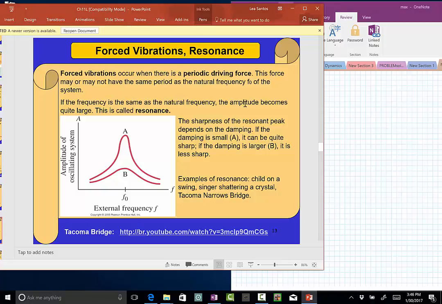So think about when you go to the playground with a child, right? And you periodically push this child and you see the amplitude getting larger and larger because you're applying this external force with the same frequency, with the same period that the swing has.